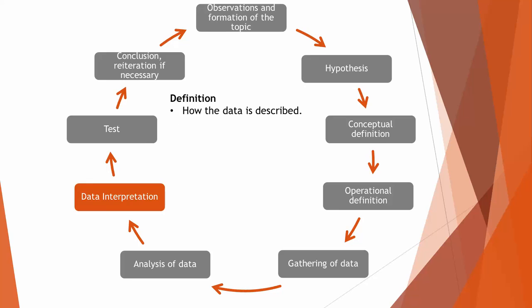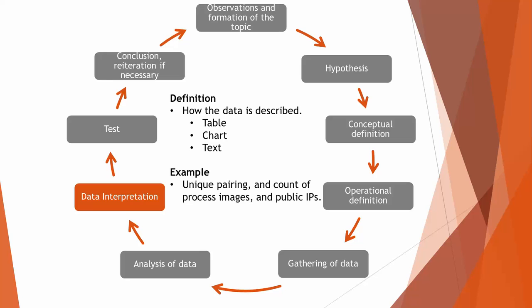Interpreting the data. So this is how the data is going to be described. Is it going to be put into a table? Is it going to be a chart? Is it going to be put into text? In our example, we're going to do unique pairings and counts of process image and public IP addresses.